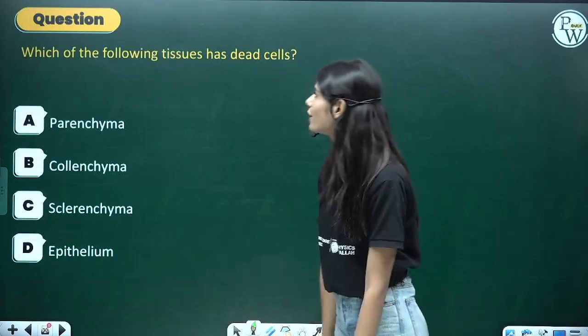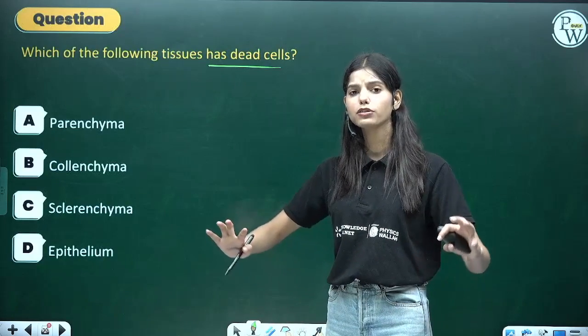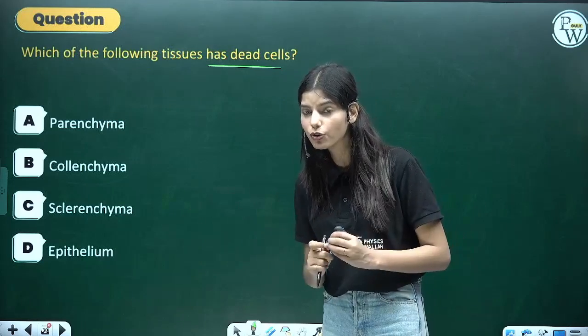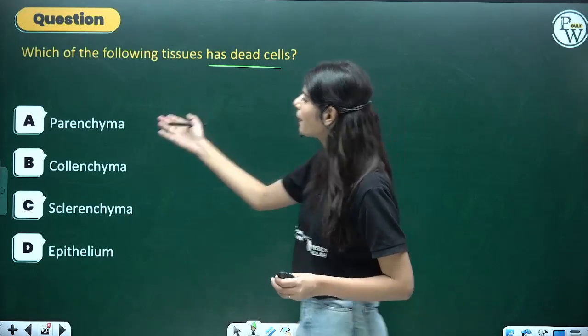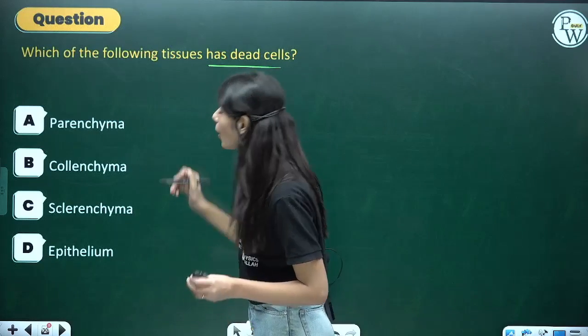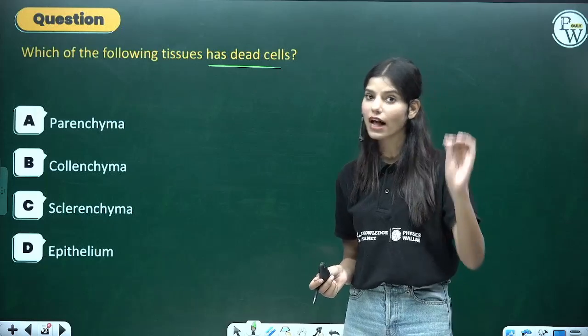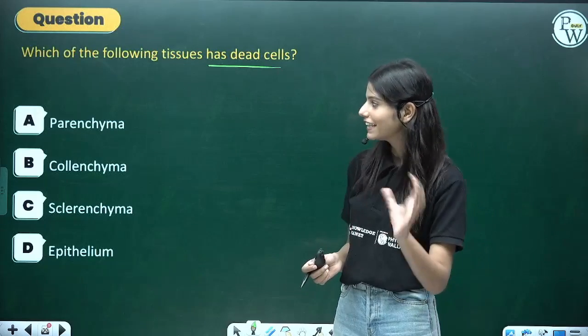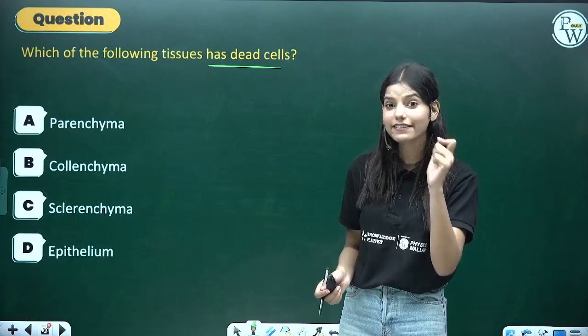Which of the following tissue has dead cells? So guys, do you remember we learned about various types of simple permanent tissue? But which of the following will have the dead cells? Do you think it is parenchyma, collenchyma, sclerenchyma, or epithelium? Think about it, and you can also post your answer into the comment box. Which of the following tissue will have the dead cells?